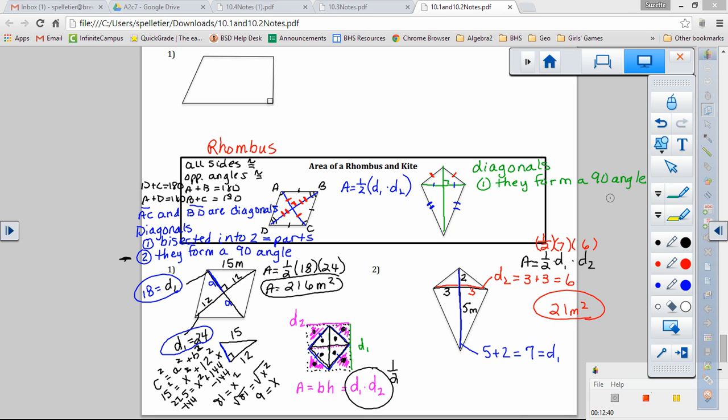So there is the formula for the area of rhombuses and kites and how to solve them. Please make sure that you are asking. If you need to review some of your triangle stuff, please ask about that. We'd be happy to help you.